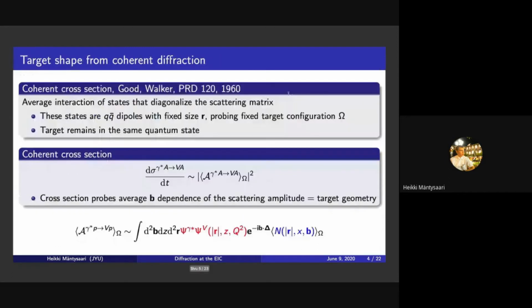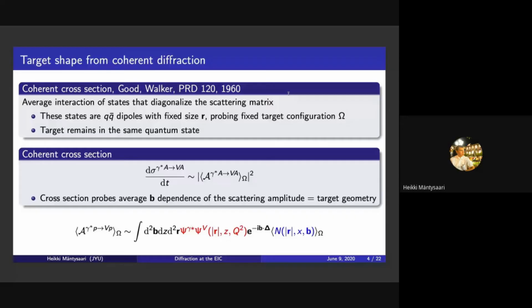Now these diffractive events can be divided into two categories that I'm going to talk about throughout my talk. So let's see what these event categories are. First, we talk about coherent diffraction or coherent vector meson production. This means a process where my target remains in the same quantum state. So if I have a proton in my initial state, I have the same proton in the final state.